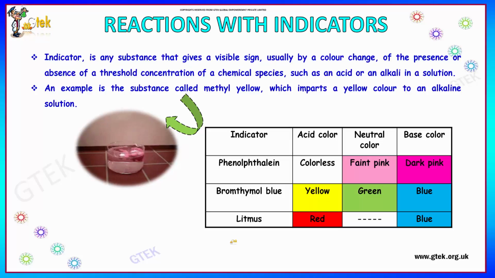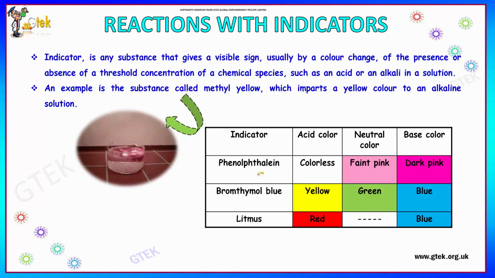Reaction with indicators. What is an indicator? An indicator is a substance that gives a visible sign by a color change, maybe the presence or absence of a threshold concentration, or maybe an addition of acid or alkali. A typical example is methyl yellow, which imparts a yellow color to an alkaline solution.